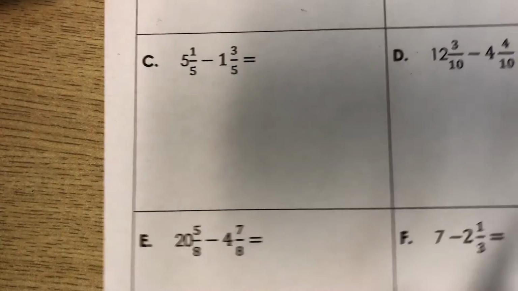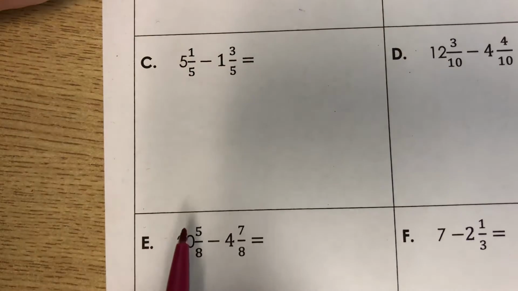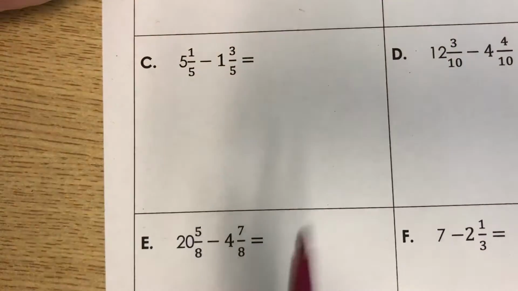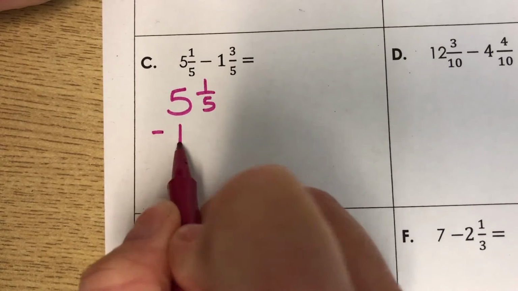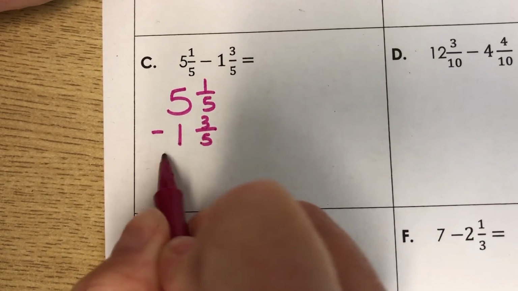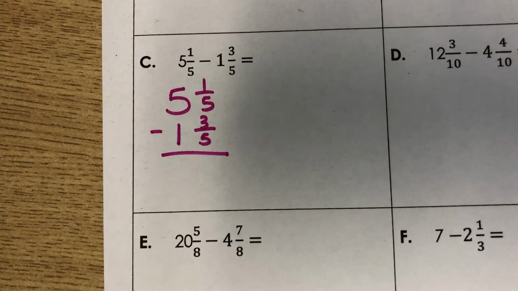So what I would suggest when you see a problem like this, where you can't take the 3 away from the 1, you can't subtract the second fraction from the first, my step 1 is I would rewrite this vertically. And I think you should trust me, and you should also do that. Please do that.